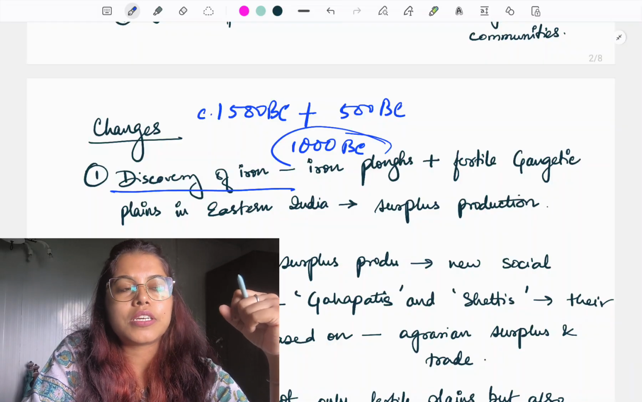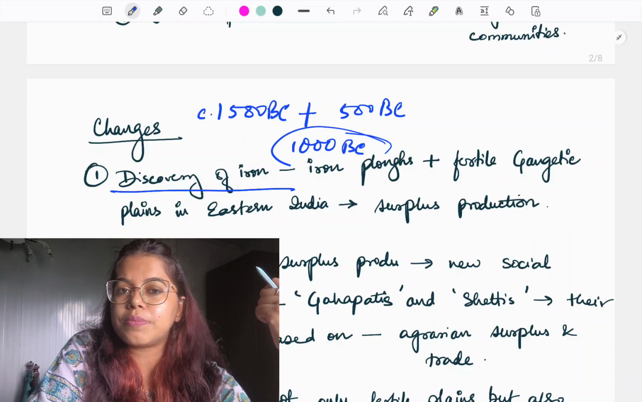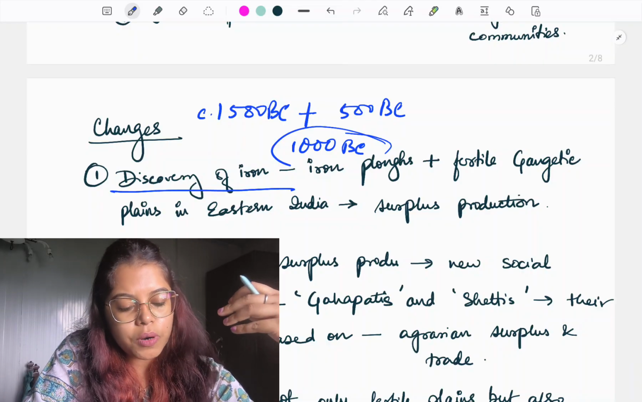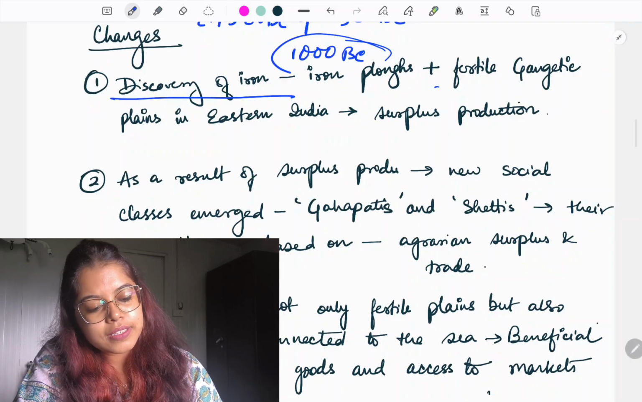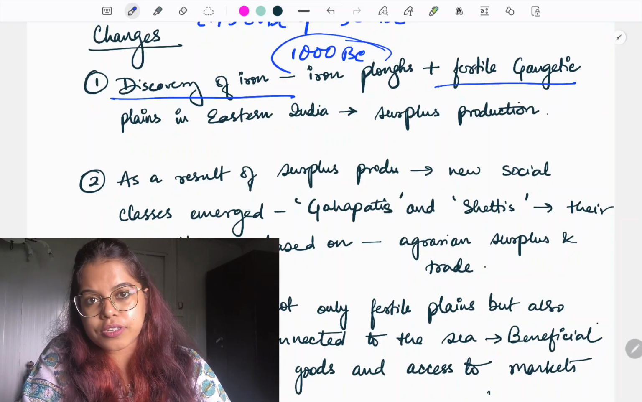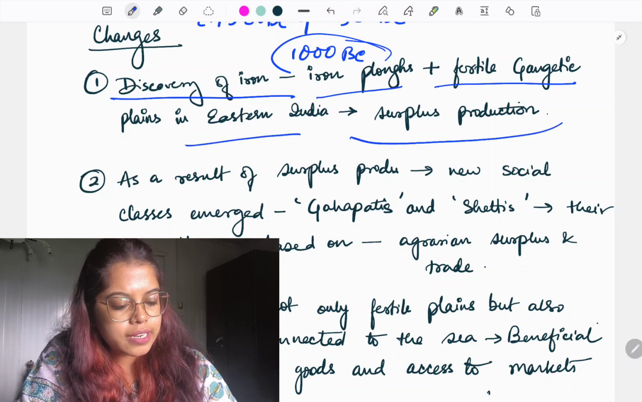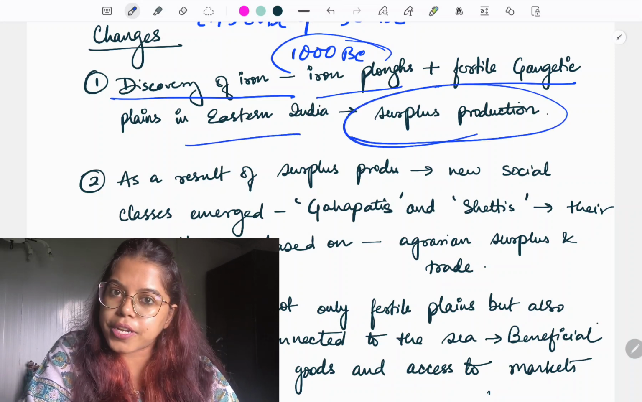अब डीप प्लाविंग से क्या होता है ना? डीप प्लाविंग से the chances of crop failure basically reduces. ठीक है, तो इस तरीके से डीप प्लाविंग हो रहा है. So what is now happening is there is a combination of factors. We have fertile Gangetic plains, we have iron ploughs, and as a result we have surplus production.